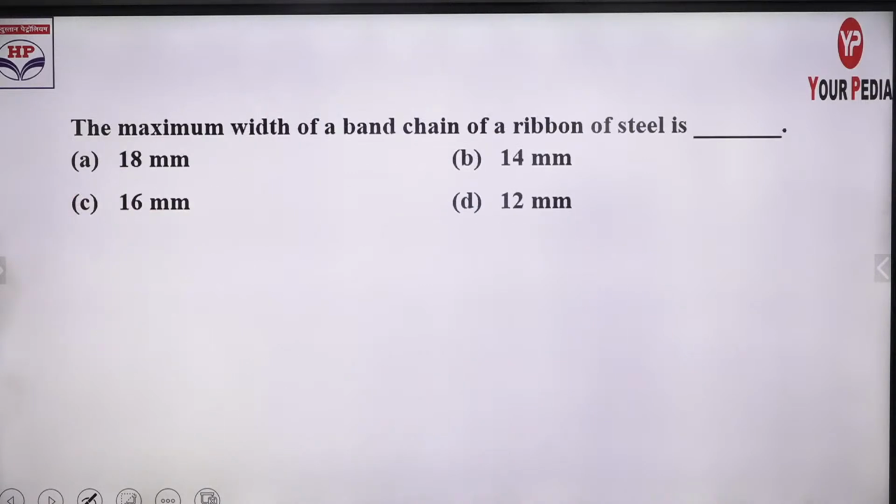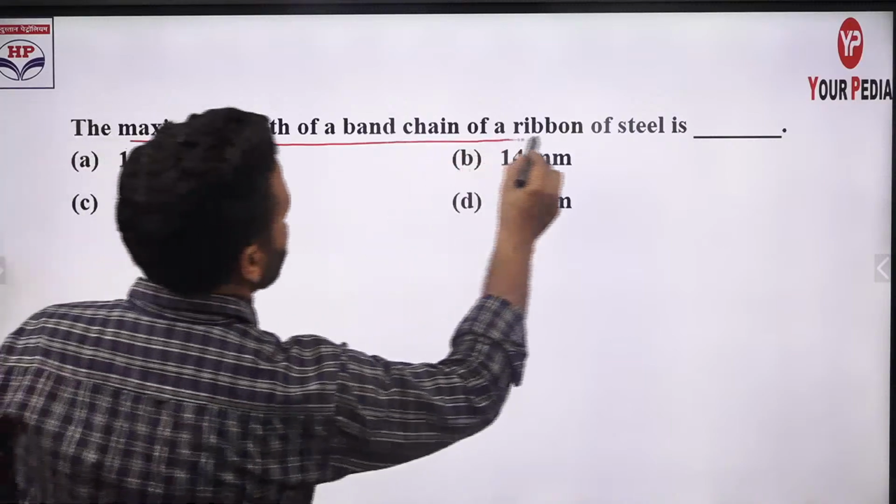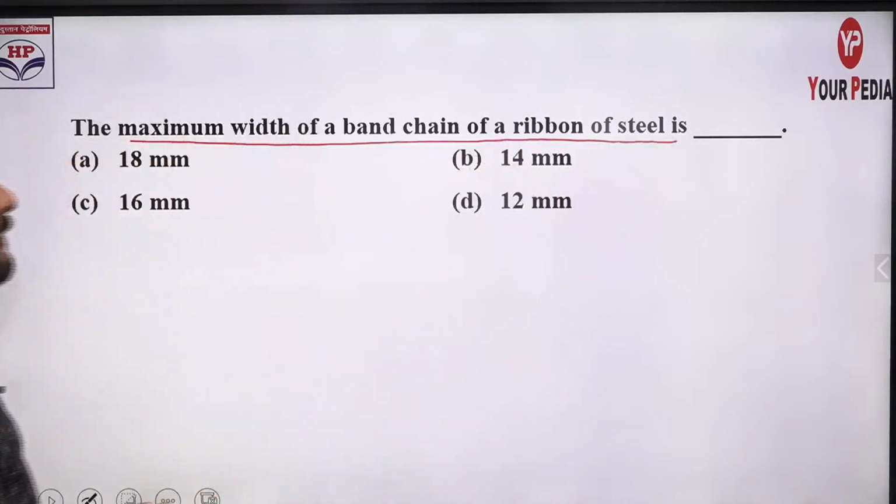Okay, so let's proceed with the next question. I hope guys you are enjoying the session. Most students are unaware of this question from the chain survey, and it is from the types of chain. The maximum width of a band chain, a ribbon of steel, is, so what is the maximum width of a band chain? He's asking about width.